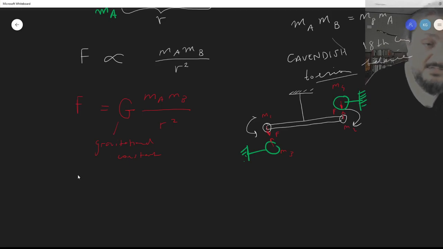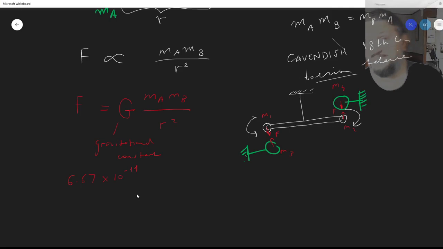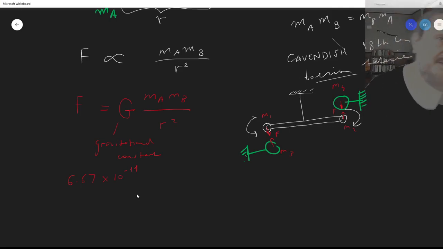The gravitational constant is a small number, 6.67 times 10 to the negative 11. Okay, 10 to the negative 11, that's 1 over 1 with 10 zeros next to it. So such a small number. It's not dimensionless. It does have a unit.